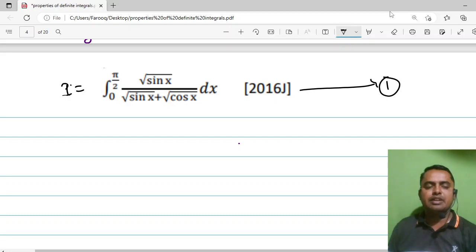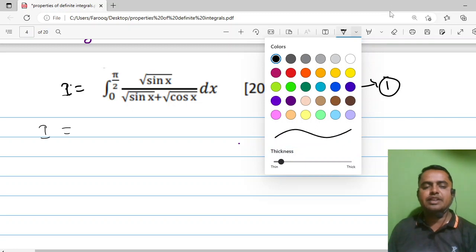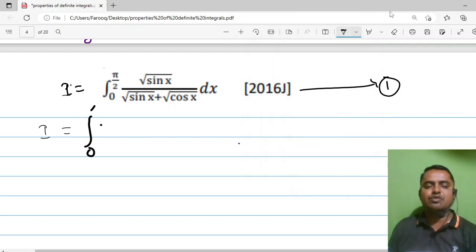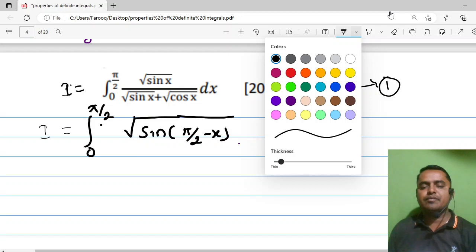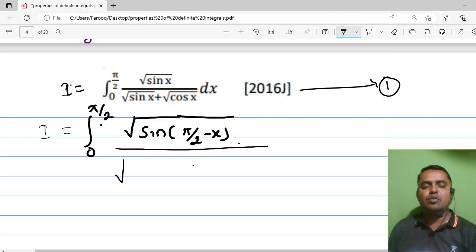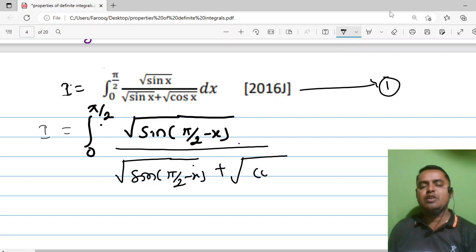Now by the property, x changes to what? 5 by 2 minus x. Integration of 0 to 5 by 2 root sin x, divided by root sin x changed to what, pi by 2 minus x, plus root cos x changed to what, 5 by 2 minus x into dx.